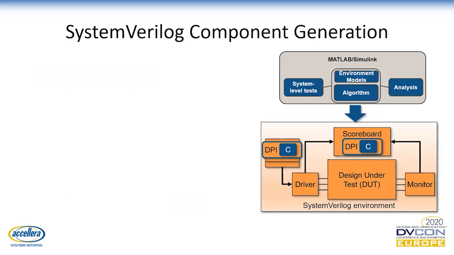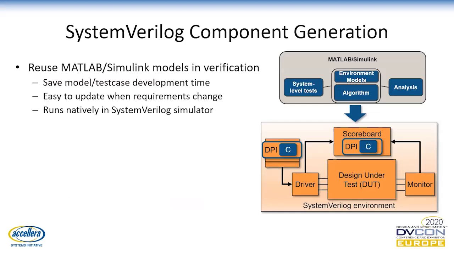HDL Verifier basically uses MATLAB Coder or Simulink Coder to generate the C models, which are DPI-C. And as you can see, you can reuse these models for the verification part. You go from the MATLAB and Simulink environment here on the top part of the screen, and you generate the DPI-C, for example, for the scoreboard, you can do it for the driver, and you have here the DUT internally, and you basically reuse the verification environment, verification models and test benches that you used in the early stages, also later on in your SystemVerilog environment.